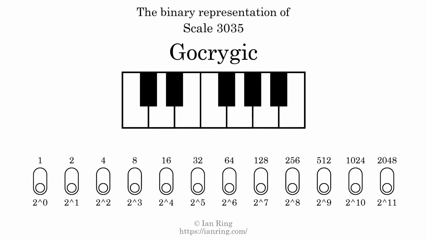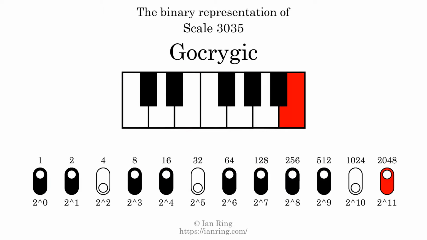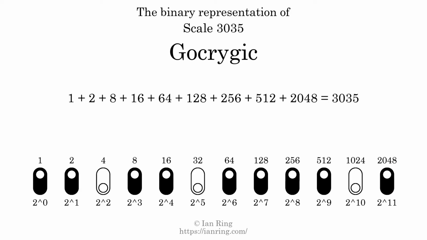The binary representation of this scale is determined by mapping tones of the scale to binary digits. Each binary digit represents a power of 2. To get the scale number, we add the powers of 2 together. The powers of 2 that are present in the scale, all added together, equals 3035. That is why the scale number, in decimal, is 3035.